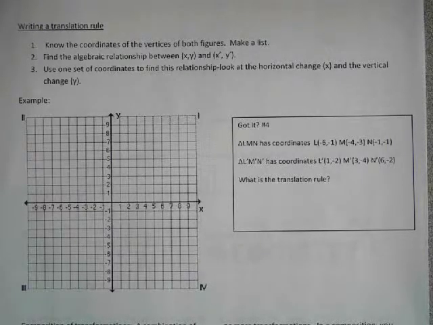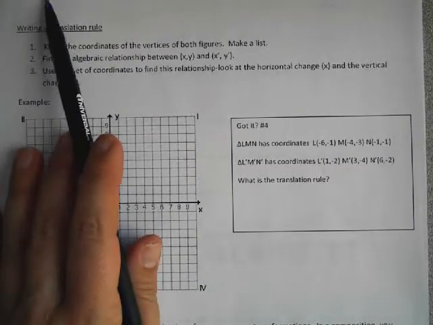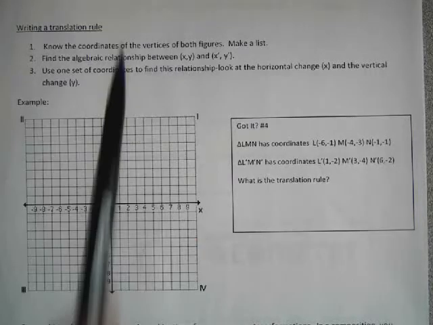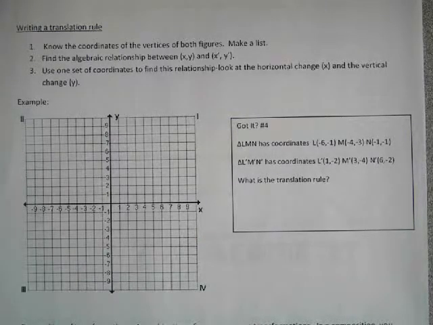Okay, here we go with part 2 of our notes on translation. We're going to write a rule for a translation and also look at what composition of transformations means. So to write a translation rule, this is where we're given the pre-image and the image points, and we have to figure out what was done to go from the pre-image to the image.